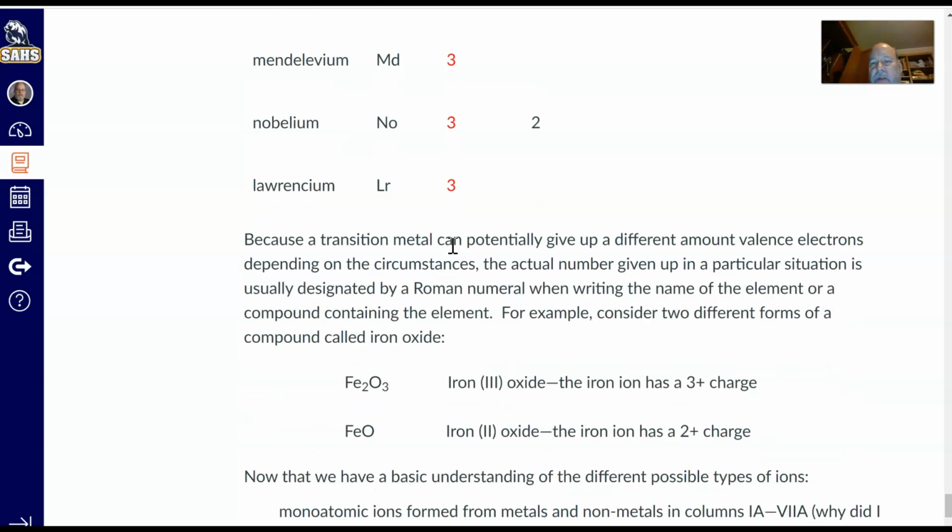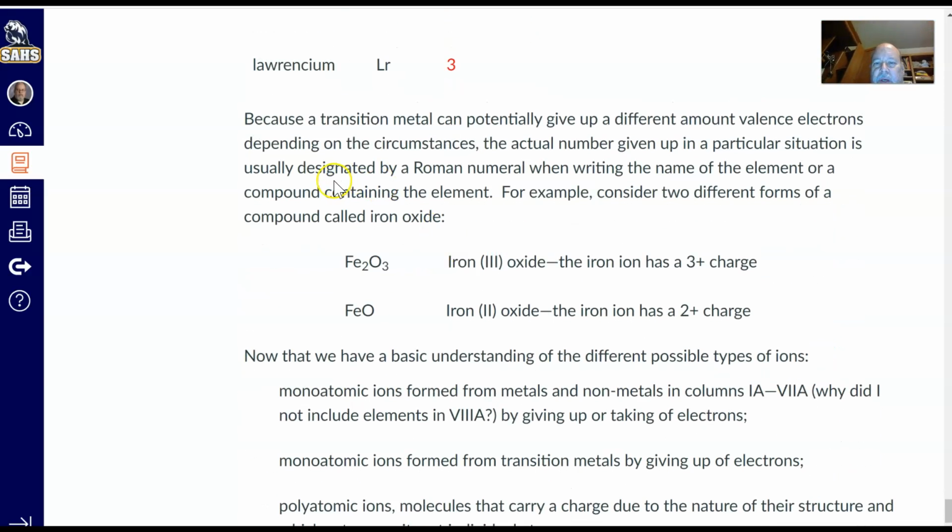Okay, so because a transition metal can potentially give up a different number of valence electrons depending on the circumstances, the actual number given up in a certain situation is usually designated by a Roman numeral. Okay, and here's what that means.